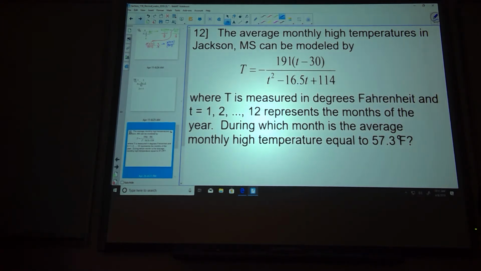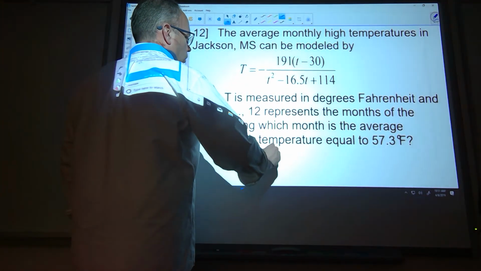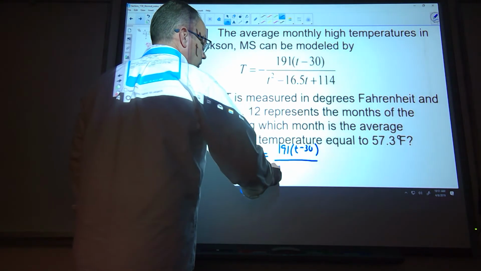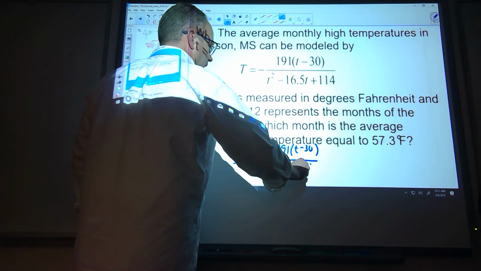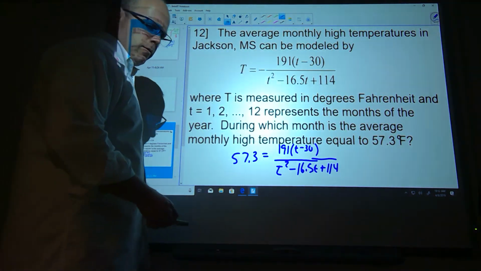All right, so the average monthly high temperatures in Jackson, Mississippi can be modeled by this fancy-dancy equation where T is measured in degrees Fahrenheit. Finally, we do something in Fahrenheit. And T equals 1, 2, all the way represents the months of the year. During which month is the average monthly high temperature 57.3? Oh, okay. 57.3 equals 191 T minus 30 over T squared minus 16.5 T plus 114. Anyone have a better way to do this one?